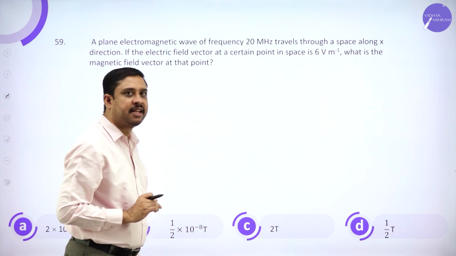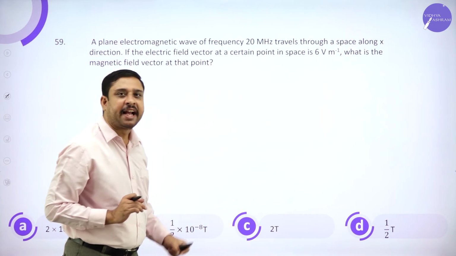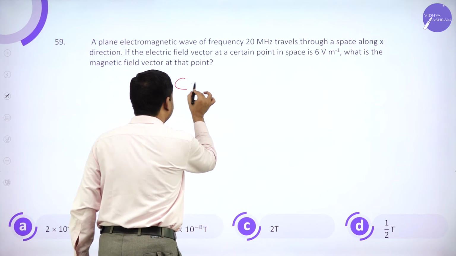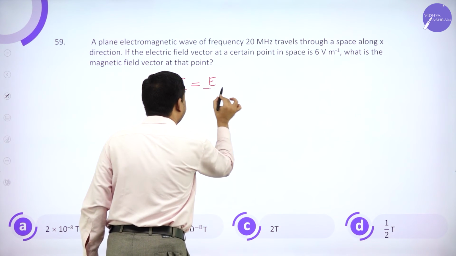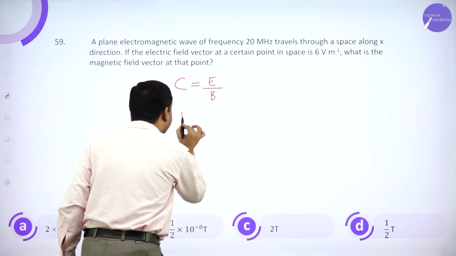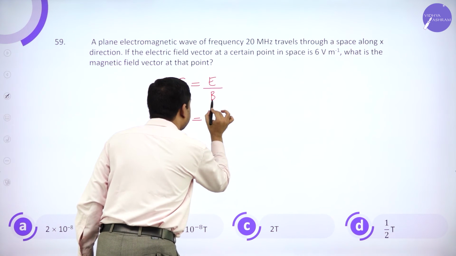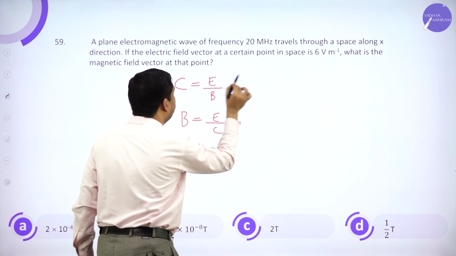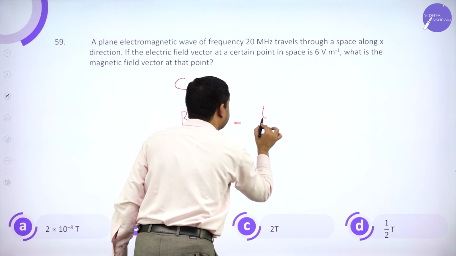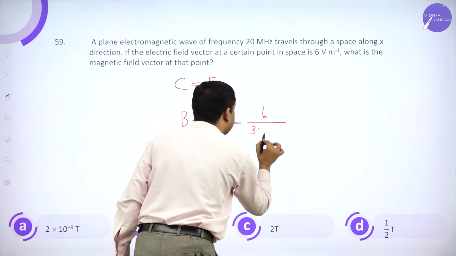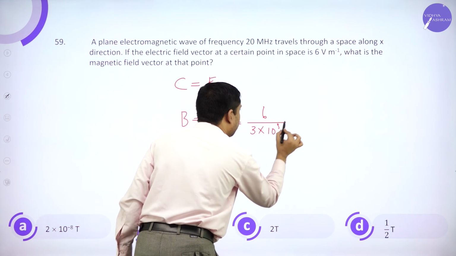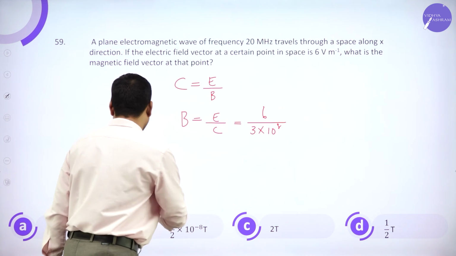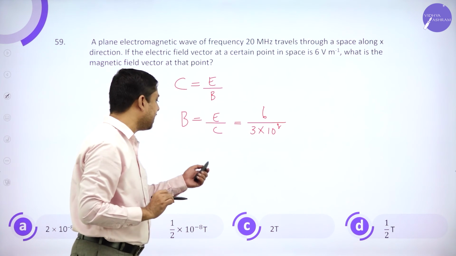Plane electromagnetic wave. I want magnetic field vector. Velocity selector condition: E by B. So B is nothing but E by C. How much is E given? So electric field is 6. C is 3 into 10 power 8. So the answer is 2 into 10 power minus 8 Tesla.